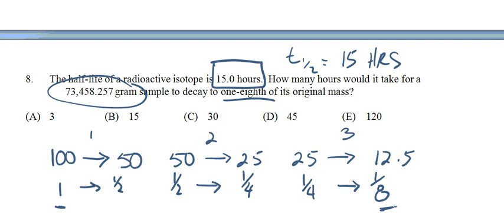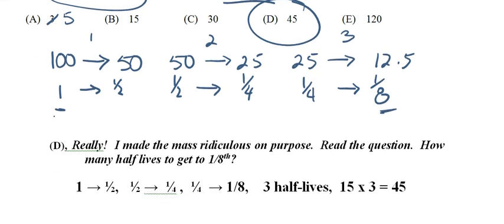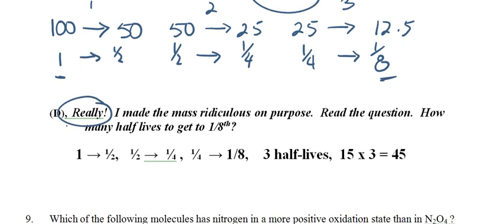So if it takes 15 hours for 1 half-life, total time better be this. Okay, so we're not dividing, and I probably could have been mean and put 5 hours there just to throw you guys off, but 45 hours should be the correct answer for number 8. And I made the mass ridiculous on purpose.